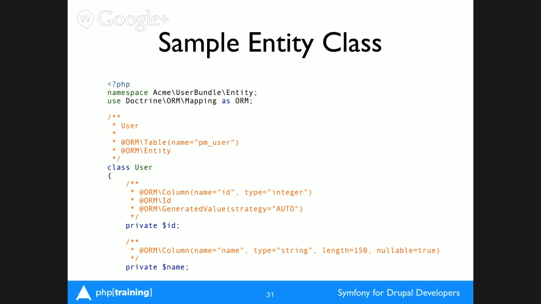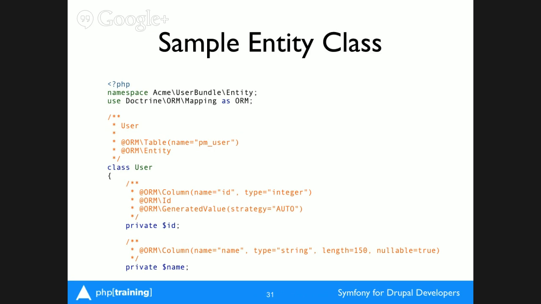Let's look at a sample entity class. It's very simple here. We just have a user class, and it has a private ID and private name. So we just got name and the ID. As you can see, there's all these funky comments with these @ORM. Those are the annotations I was talking about.